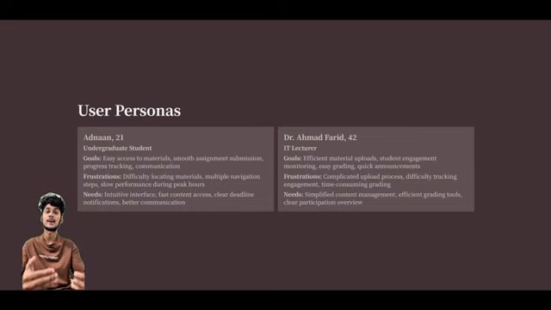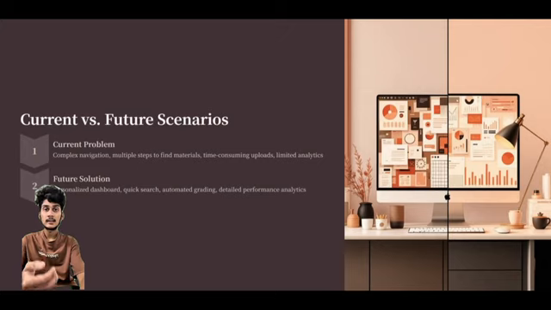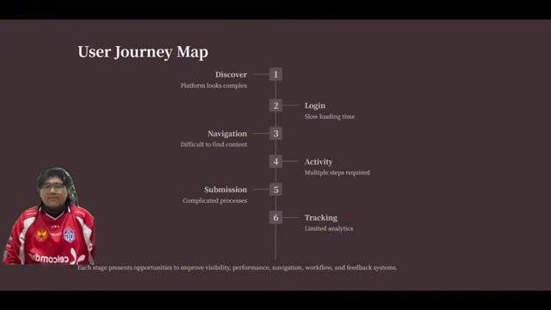My next point is current and future scenarios. The slide compares the current problems and future improvements. Currently, users face complex navigation, multiple steps to find materials, and limited analytics. In the future, the system could have a personalized dashboard, quick search features, automated grading, and better performance analytics. These improvements would make the platform easier to use and improve the overall user experience. That's all. Thank you, Safi, for your part.